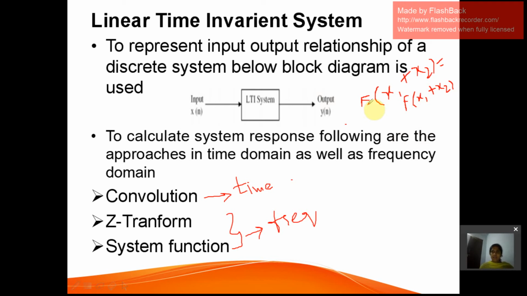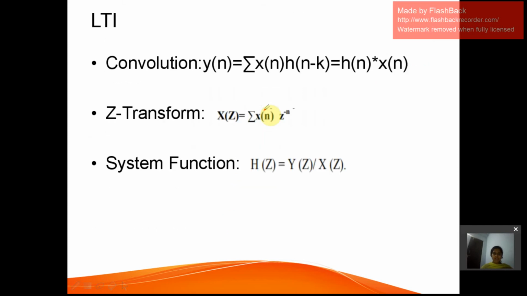If a system satisfies this superposition theorem, it can be called a linear system, and if the input-output relationship remains the same at any point of time, we call it time invariant. If that system satisfies both, we call it a linear time invariant system. An impulse response is used to characterize this linear time invariant system. How does that impulse response look like? This is the impulse response, the unit sample response or impulse response.